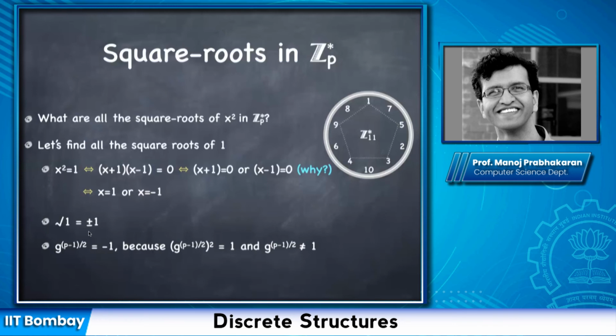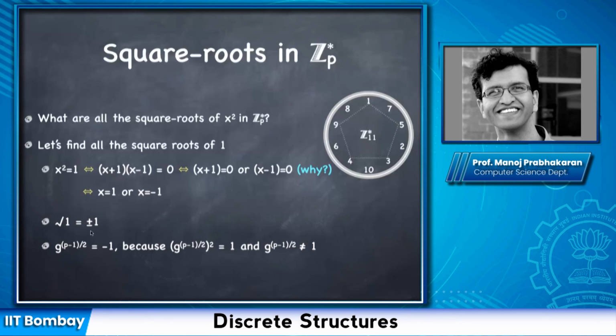And plus 1 is g to the 0. Minus 1 is this number, g to the p minus 1 over 2. The 10 that you see here, halfway around this clock, is minus 1. Right? So modulo 11, indeed 10 is minus 1. And that's not a coincidence, because halfway around this clock, g to the p minus 1 over 2 has to be a square root of 1, because when you square it, you get back 1.